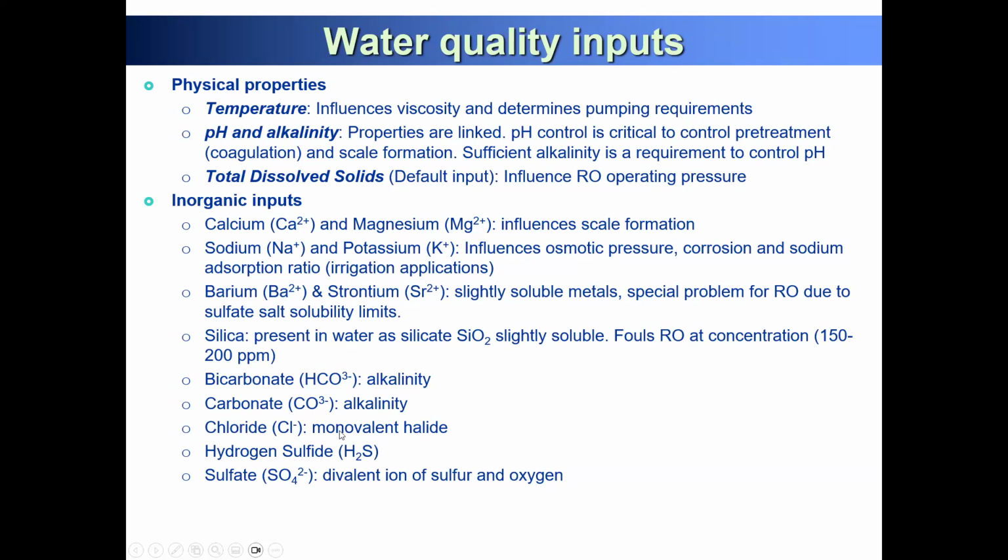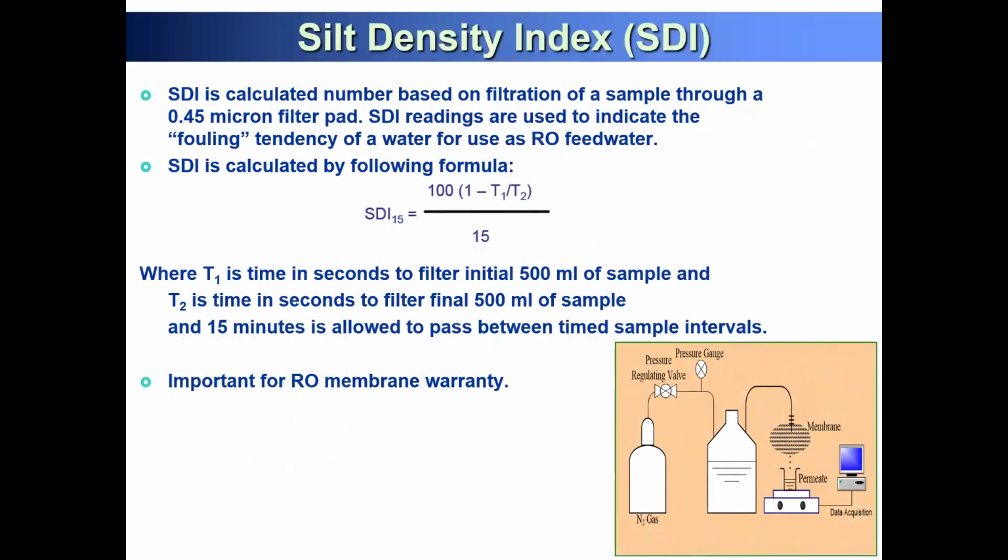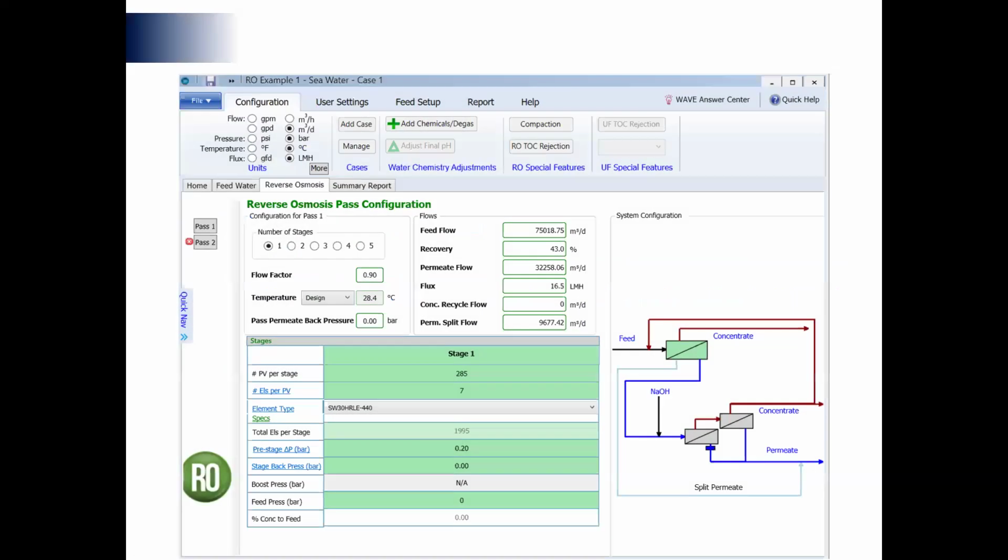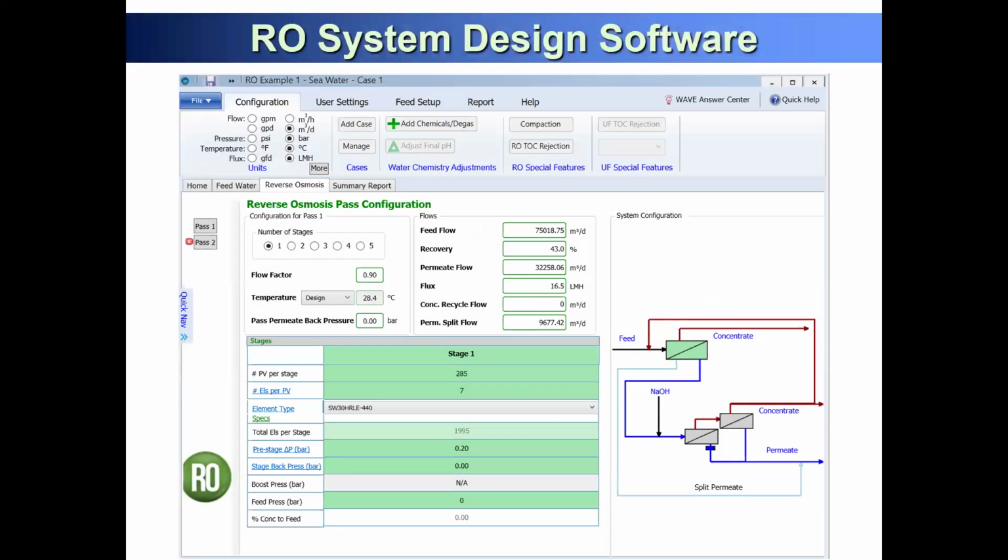Also bicarbonate, carbonate, chloride, hydrogen sulfate would be good information. If you put these into your water quality data, you will get a good fouling potential. Of course, if you don't know, you don't have to put it in, but then it will not show the potential membrane fouling in terms of your water recovery. Already SDI, we discussed this one. And the second step is reverse osmosis.